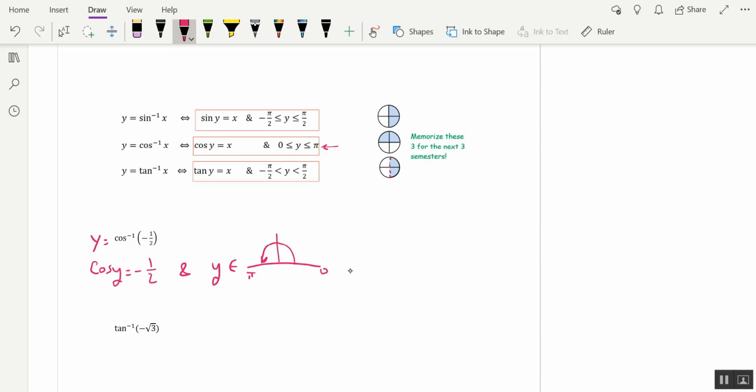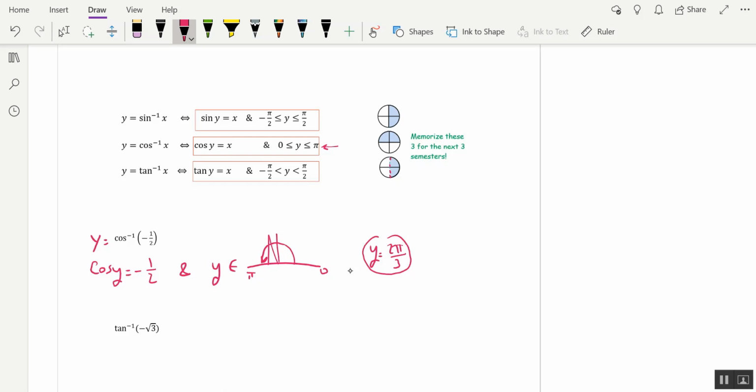There's only one angle that's going to satisfy that. And here you really need to have memorized your unit circle, or else this is going to be long and hard for you to do. But if you've memorized your unit circle, you know that that angle is 2 pi over 3. That's the only angle between 0 and pi whose cosine is negative 1/2.